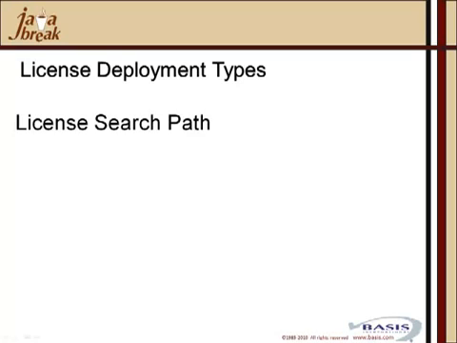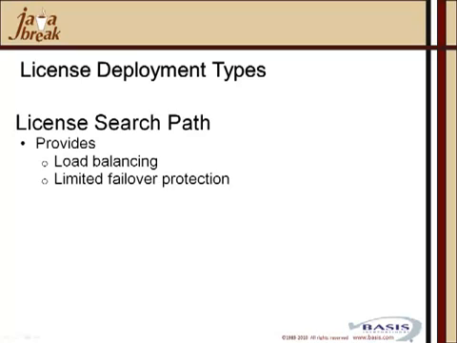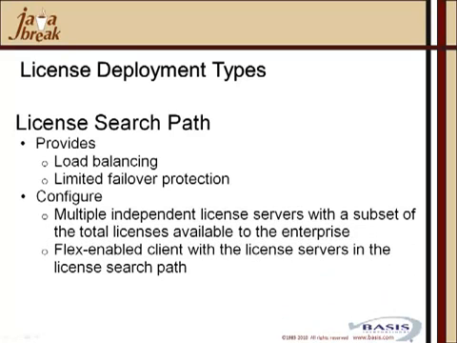This allows the user to have a redundant license file, but unlike redundant licensing, which is simply one license file with 3 hosts installed on 3 BLMs, the license search path allows the user to access multiple independent licenses for the purposes of load balancing and limited failover protection. The license search path allows for multiple license servers, each containing a subset of the total user count available on the license. So what does that mean?